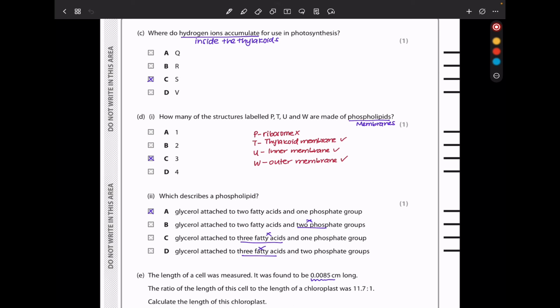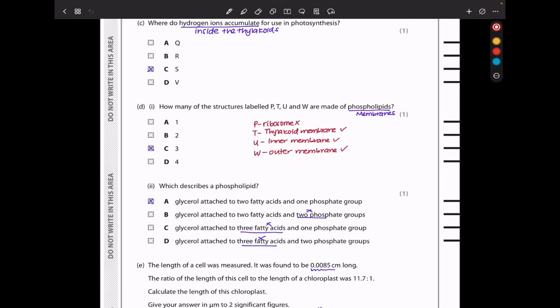And in D, how many of the structures labeled P, T, U, and W are made of phospholipids? Remember, P is the ribosome, no phospholipids. T, thylakoid membranes. Actually, these are all membranes, so they have phospholipids. So the answer is going to be 3 of them.